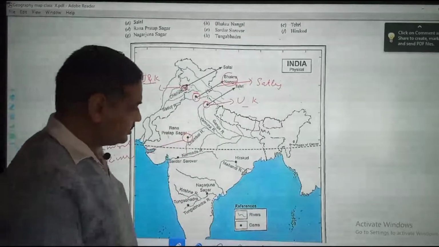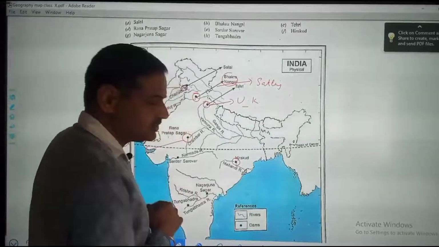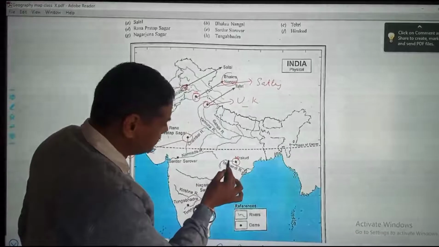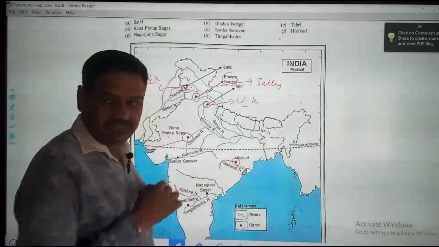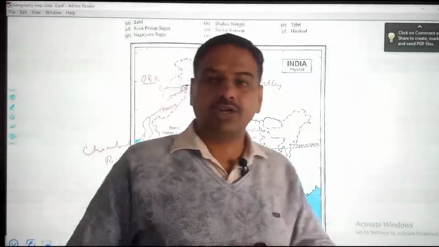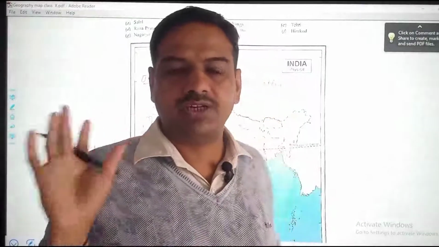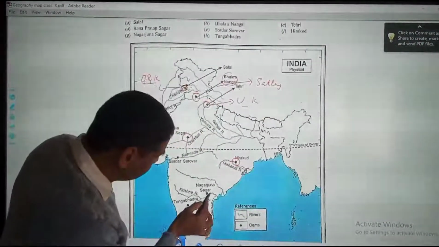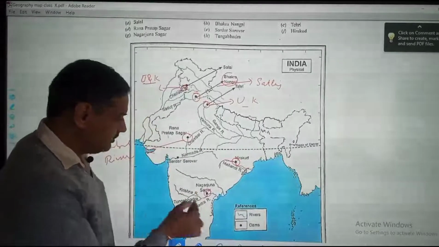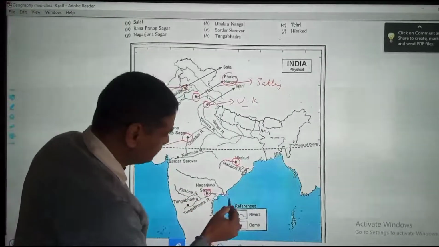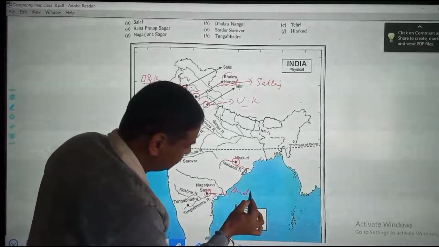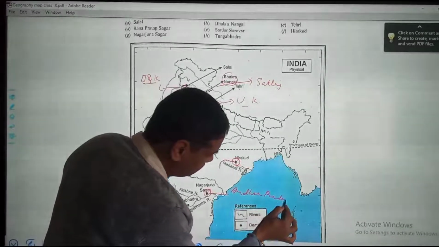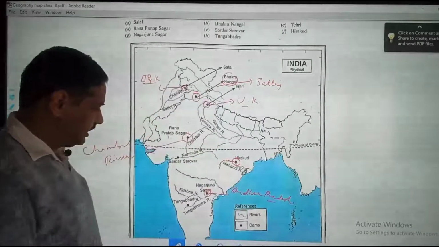Next is Hirakund Dam, that is in Odisha, and on which river? This river is Mahanadi river. Which river is this? Mahanadi river, and Hirakund Dam is the largest dam of India. Then comes the Nagarjuna Sagar Dam, that is on river Krishna, that is in Andhra Pradesh. In which state it is? Andhra Pradesh. So that is Nagarjuna Sagar Dam.